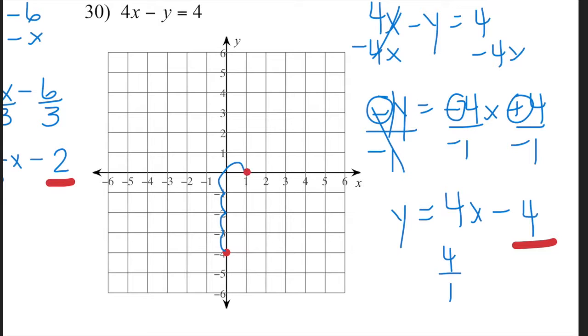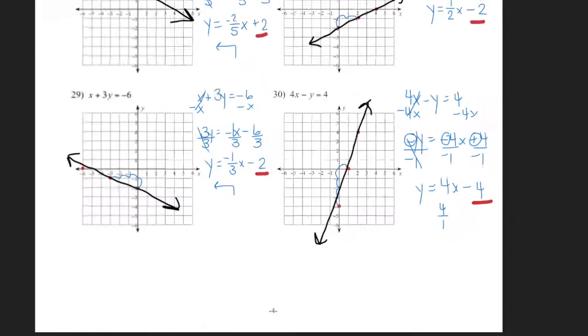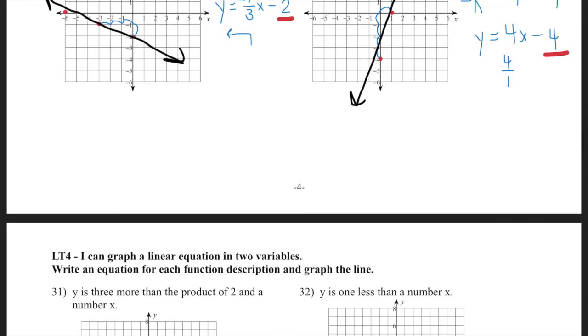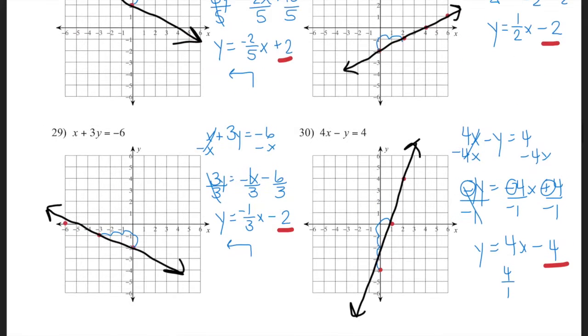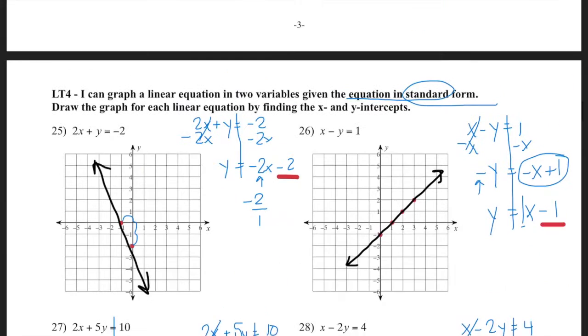Up 4 over 1. And we have a pretty steep line. That was definitely not really well angled, but there you go, pretty steep line. And that, my friends, is not the end. But wait, there's more. Okay, but that's this section.